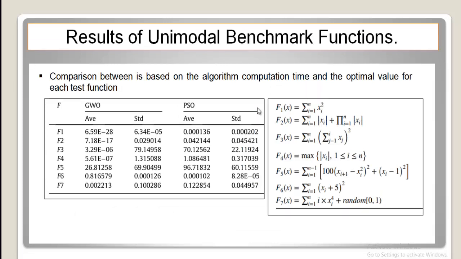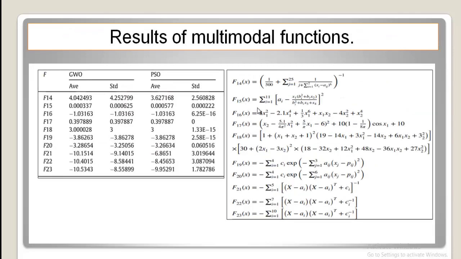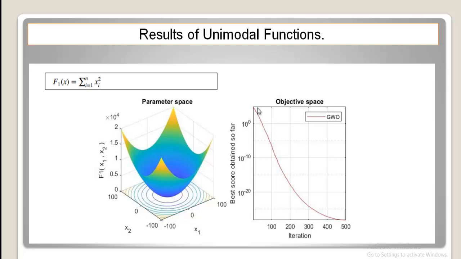The gray wolf optimization algorithm is being evaluated using the CEC benchmark functions. As we said before, the results of the CEC benchmark functions for the gray wolf optimizer are competitive in comparison with other algorithms. So in this slide, we present a comparison of the results obtained by the gray wolf optimization algorithm and the particle swarm optimization algorithm on various unimodal functions.